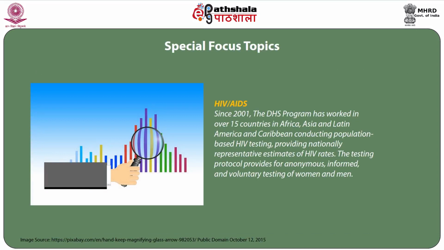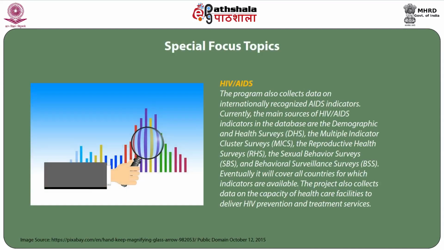HIV/AIDS. Since 2001, the DHS program has worked in over 15 countries in Africa, Asia, Latin America, and Caribbean, conducting population-based HIV testing. By collecting blood for HIV testing from representative samples of the population of men and women in a country, the DHS program provides nationally representative estimates of HIV rates. The testing protocol provides for anonymous, informed, and voluntary testing of women and men. The program also collects data on internationally recognized AIDS indicators.